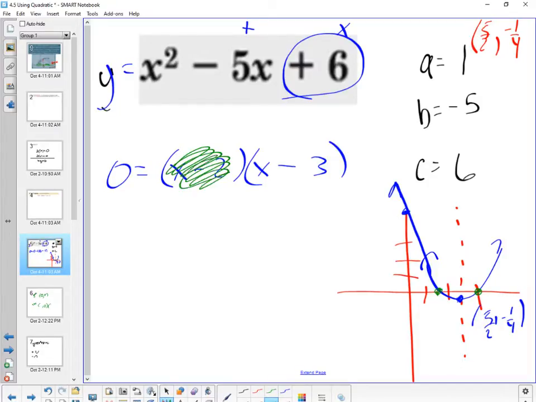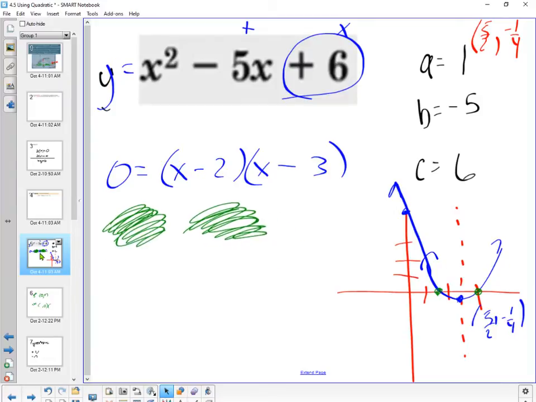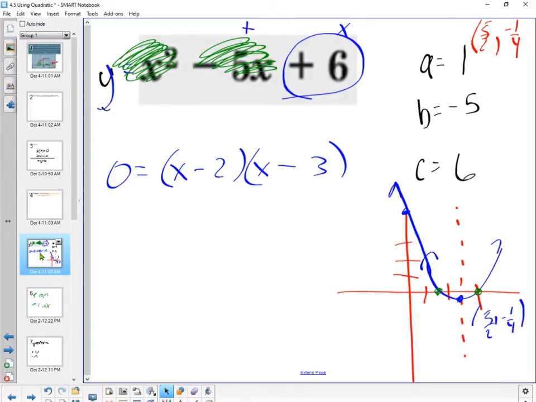So here's the question. This is a number. This is another number. It's one number times another number, and I got 0. What does that tell me about the stuff under the green blob? That it was 0, right? So here's my question. If this number was a 0, what would x be? 2. If this was a 0, then what was x? 3. And guess what? Those are my intercepts. Those are my 2 x-intercepts.